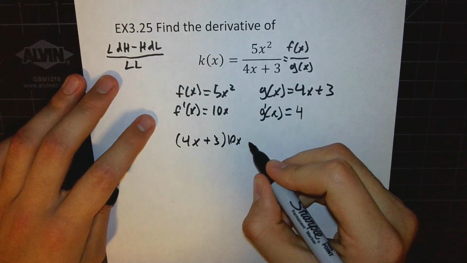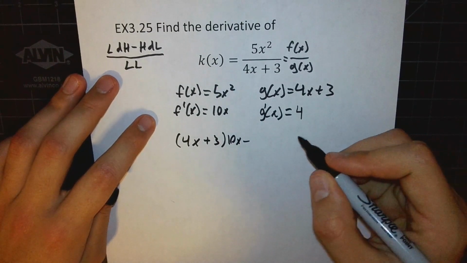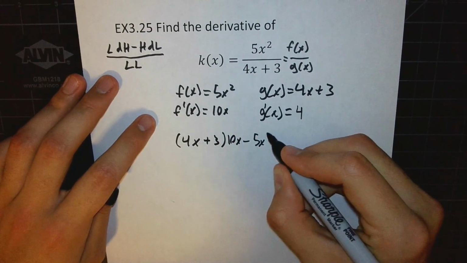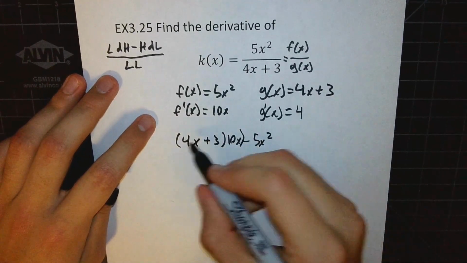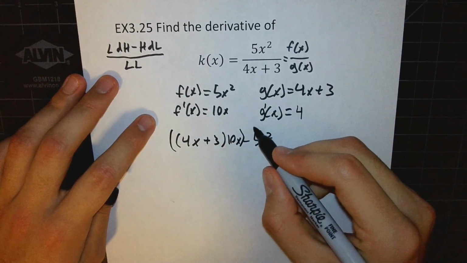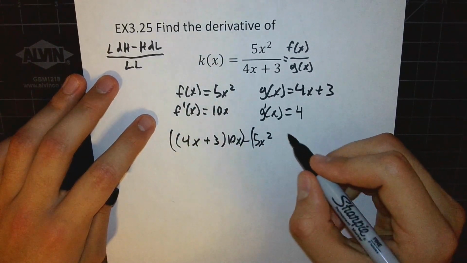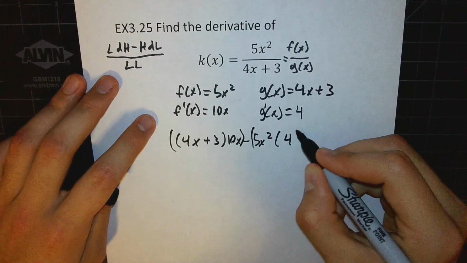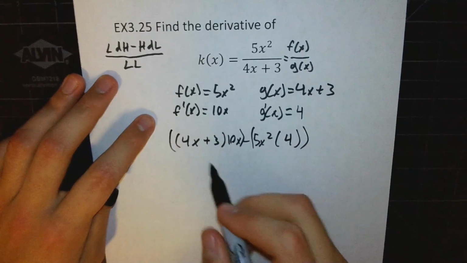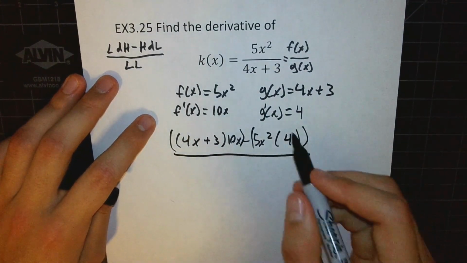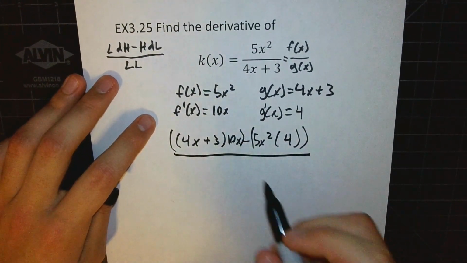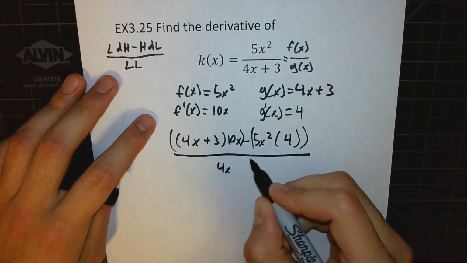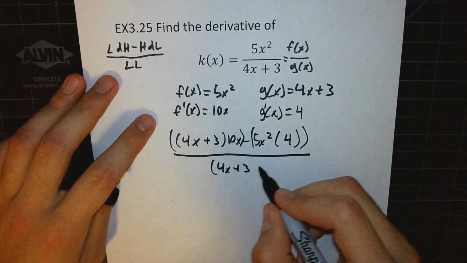minus the top, our 5x squared. I'm going to put some more parentheses here just for safekeeping, times the derivative of the bottom, all over our original bottom squared. So 4x plus 3 squared.